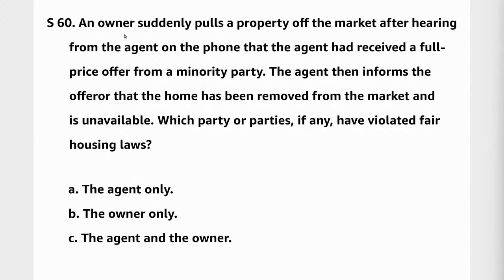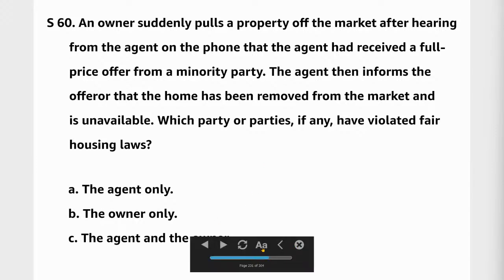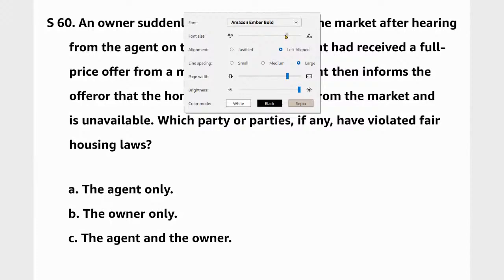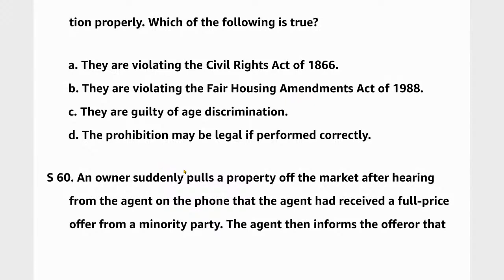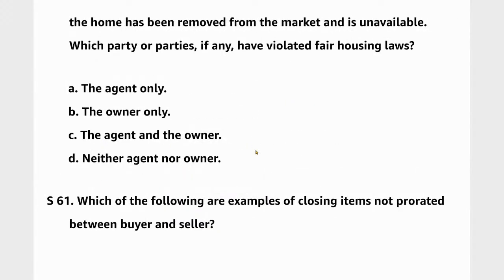So the owner suddenly pulls the property off the market. The agent then informs the offerer that the home has been removed from the market and is unavailable. So which party or parties, if any, have violated fair housing laws? A, the agent only. B, the owner only. C, the agent and the owner. Or D, neither agent nor owner. So who violated, if any, the fair housing laws?